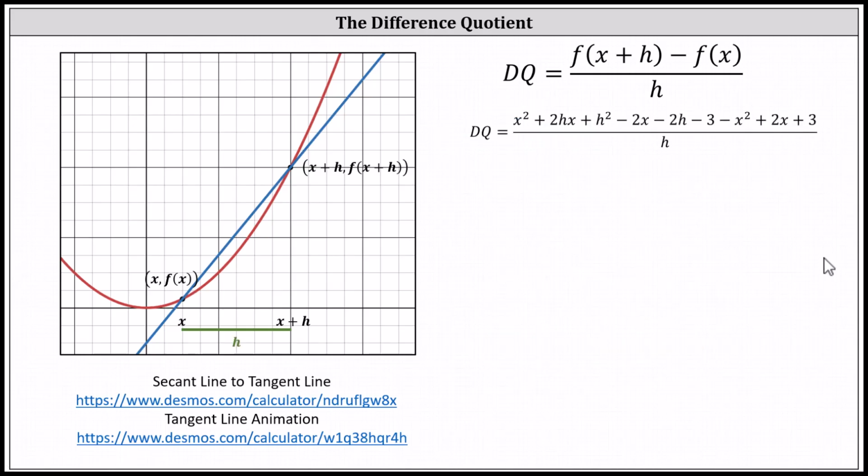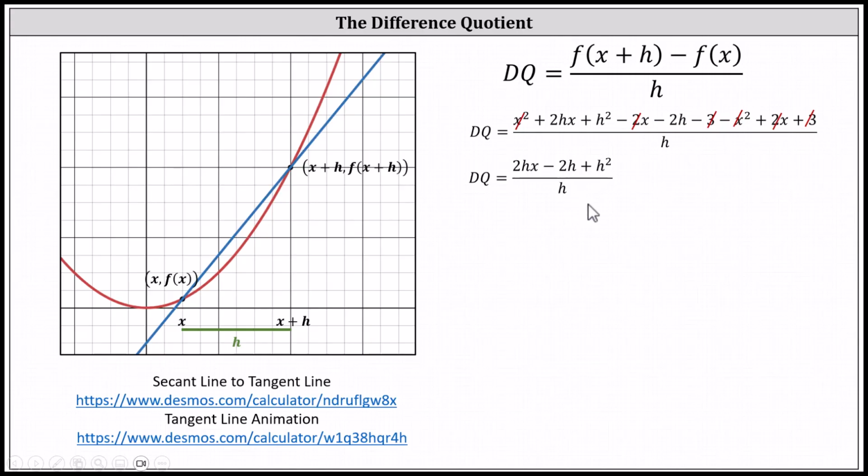We have several terms that are opposites. Notice x squared minus x squared is 0. Also, negative 2x plus 2x is 0. And then finally, we have negative 3 plus 3, which is 0. We now have the difference quotient is equal to the quantity 2hx minus 2h plus h squared, all divided by h. But we're not quite done yet.